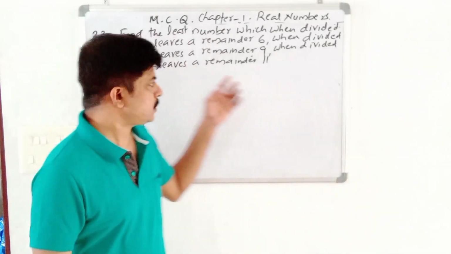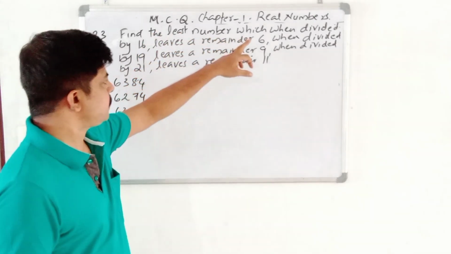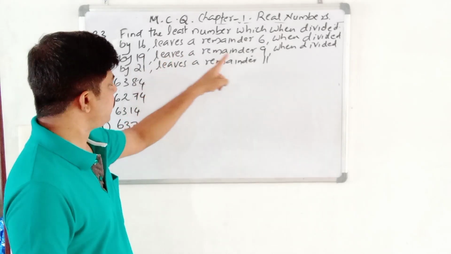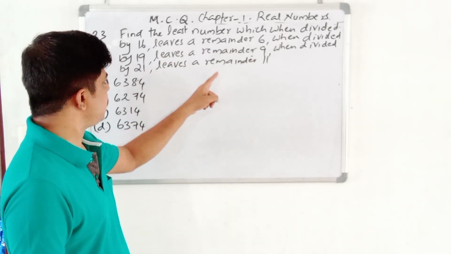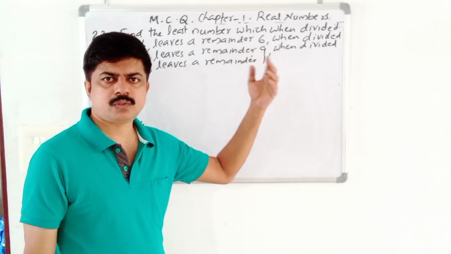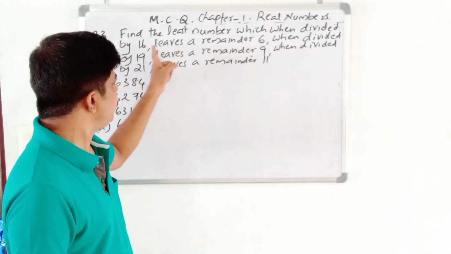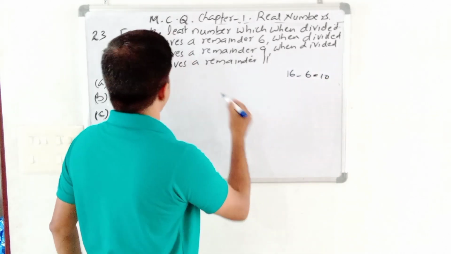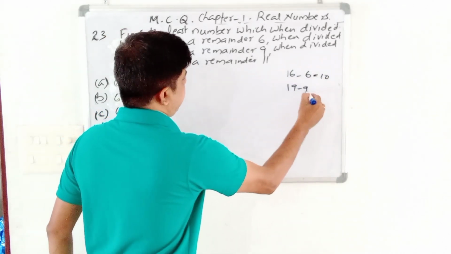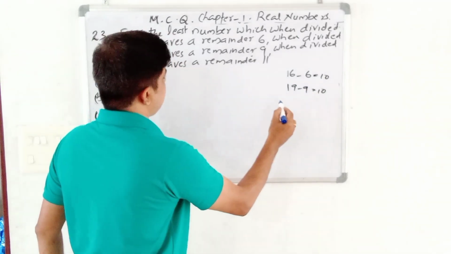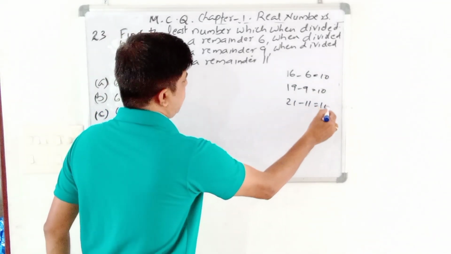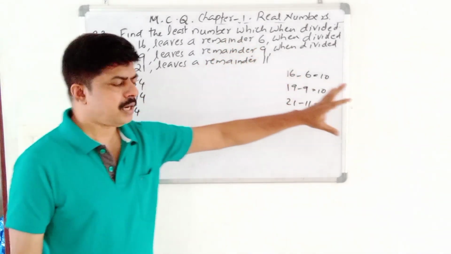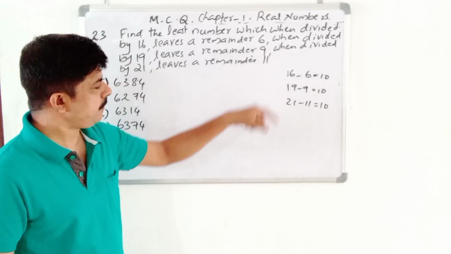Okay, moving to the next question. Find the least number which when divided by 16 leaves the remainder 6, when divided by 19 leaves the remainder 9, when divided by 21 leaves the remainder 11. Least number, we know that it's a concept of LCM. But we know that 16 minus 6 is 10, 19 minus 9 also gives 10, 21 minus 11 also gives 10, because we have subtracted the remainder. But we know that our required answer is 10 less than the LCM.